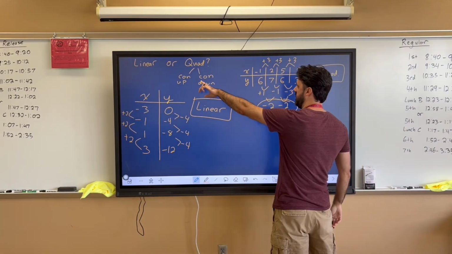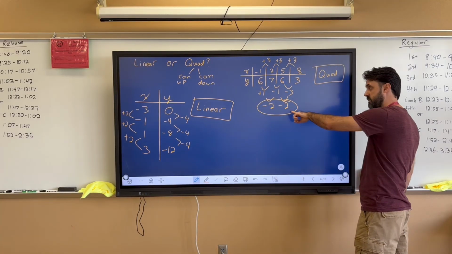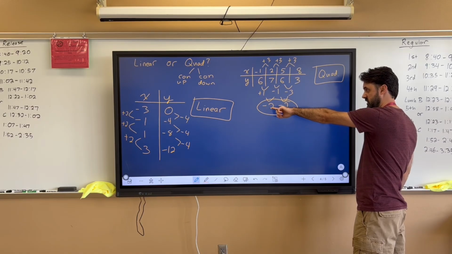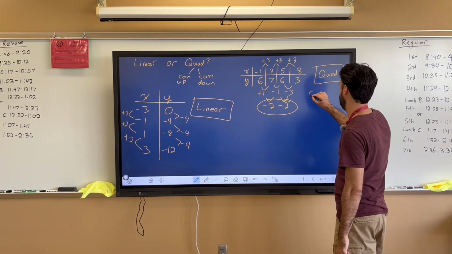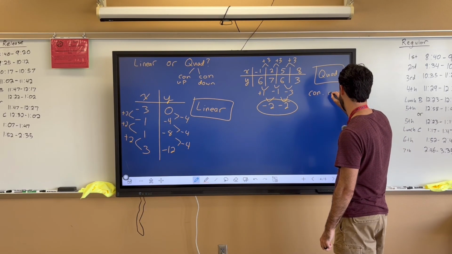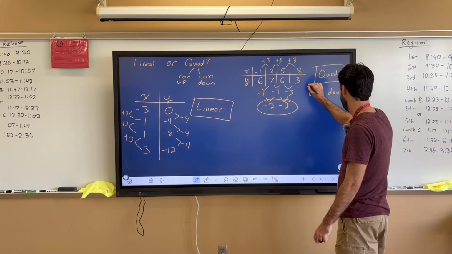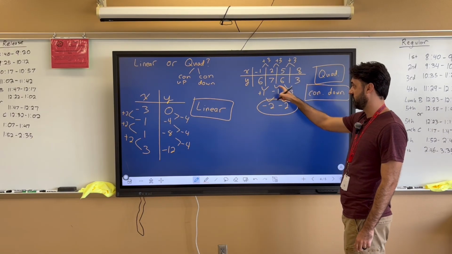The second part is a concave up or concave down. When you look at the sign of this row right here, these are both negative. So because they're both negative, it's concave down. Concave down. And you could also figure that out just by plotting those points on an XY axis.